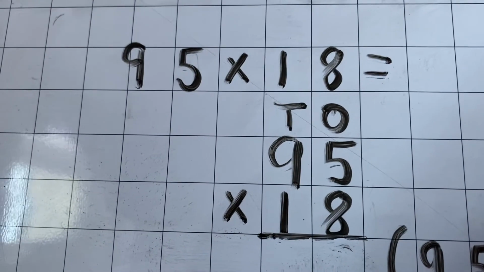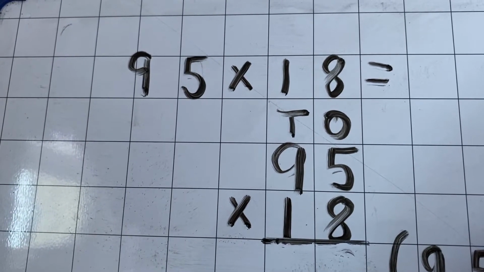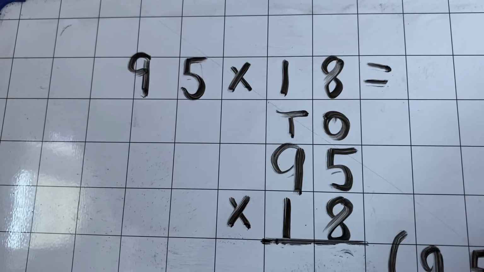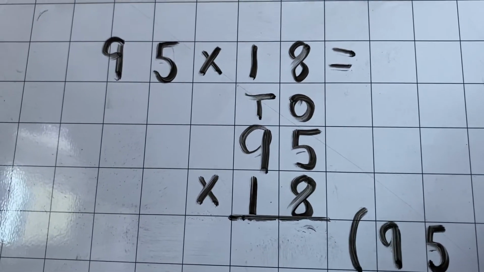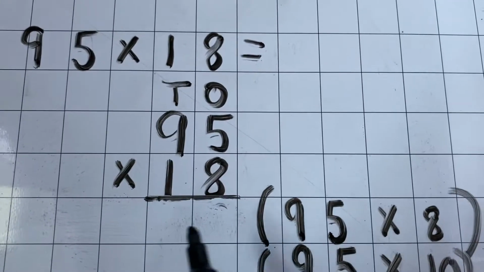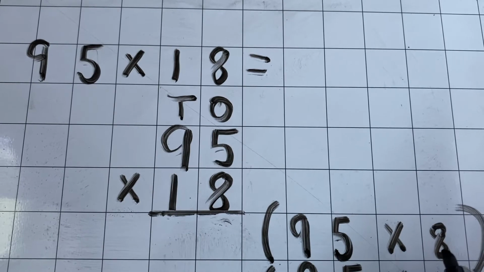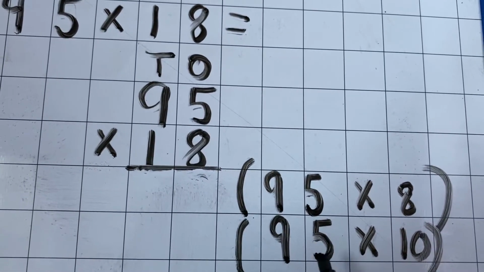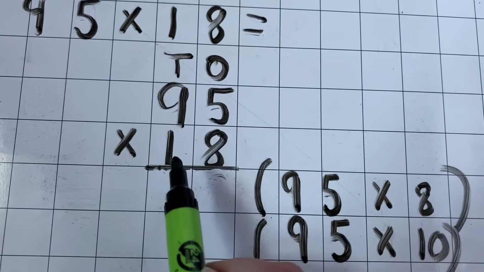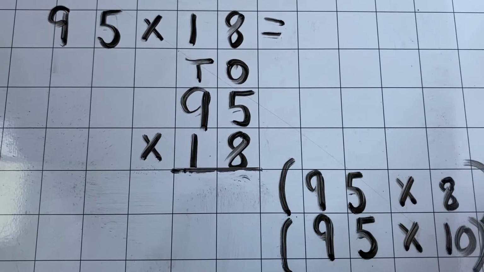We calculate long multiplication through doing two separate calculations and adding them together in a partitioned method. For example, here our first calculation in this row will be 95 times 8. We then have 95 times 10, and we will add those up to find our total.